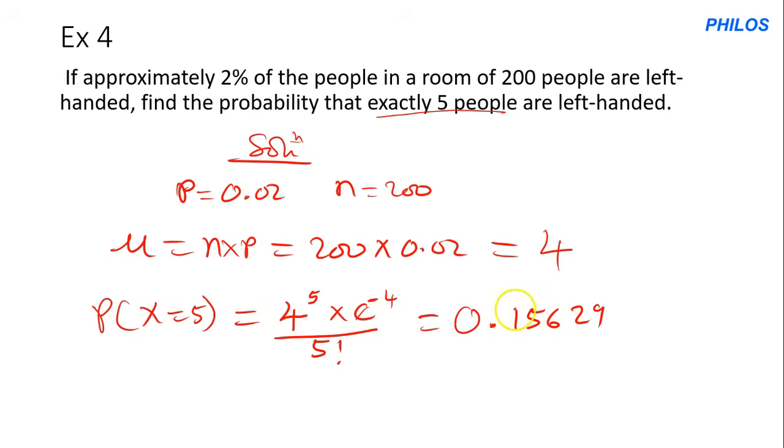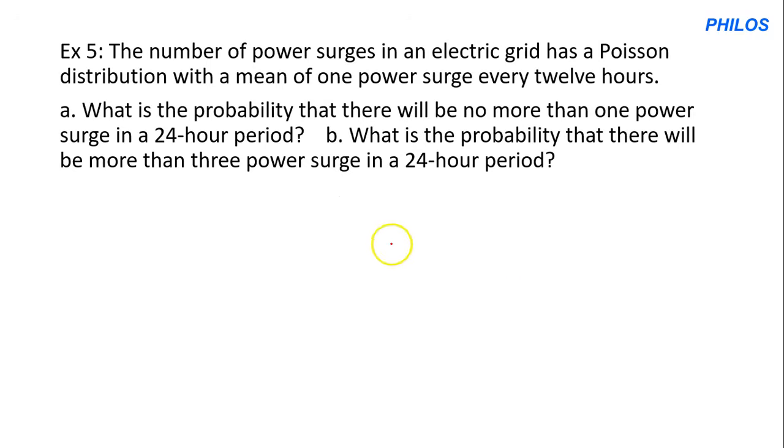So the correct answer for question 4 is 0.15629. In case the question asks you to find the variance and the standard deviation, the variance is also 4. Okay. In Poisson distribution, the variance is equal to the mean. And then the standard deviation should be the square root of the variance. So the square root of 4 will give you 2. Okay. So the standard deviation is 2 and the variance is 4. So let's proceed to the next question.